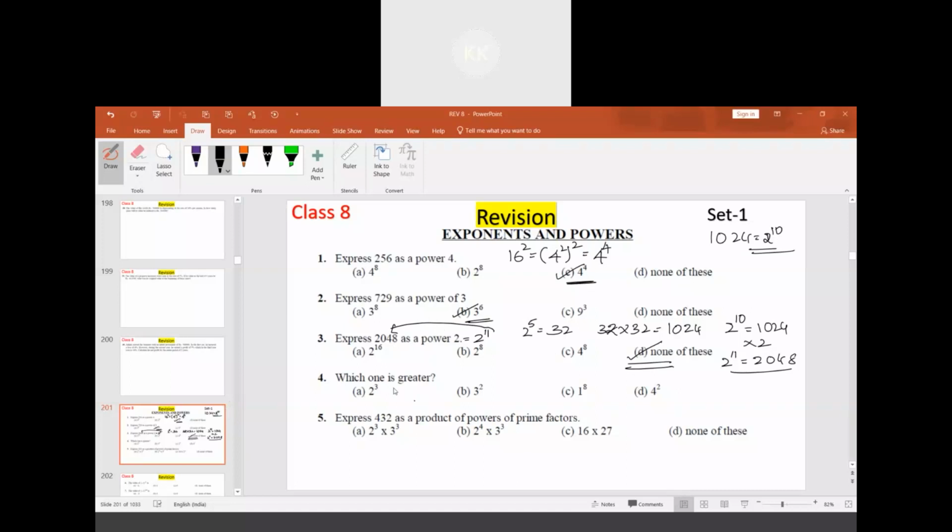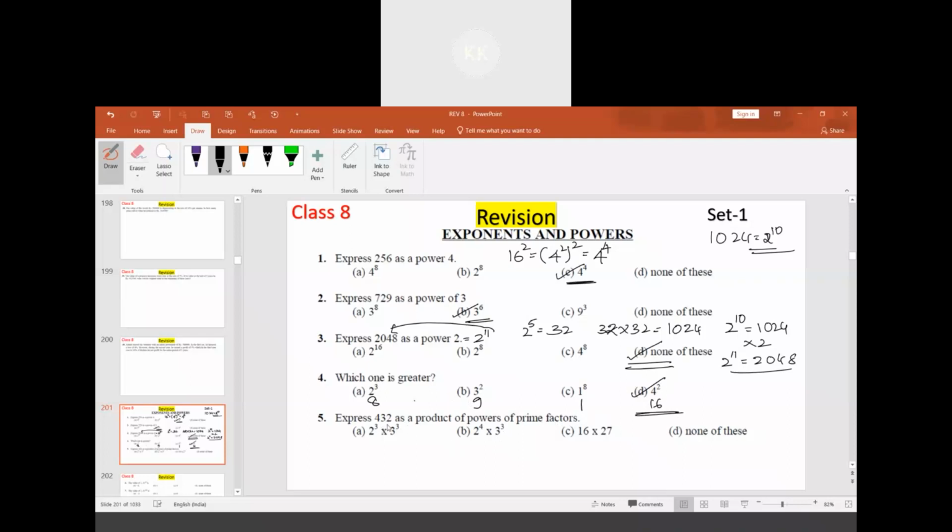Which one is greater among these numbers? 4 squared, sir. 4 squared is 16. Then option number D, sir. This will be 9, this will be 8. So 4 to the power 8. Correct, sir. You are absolutely correct.